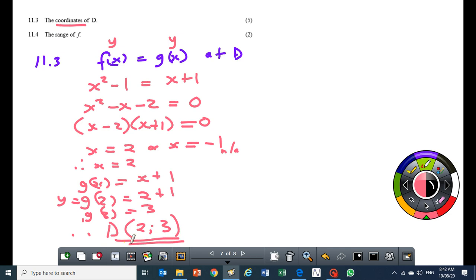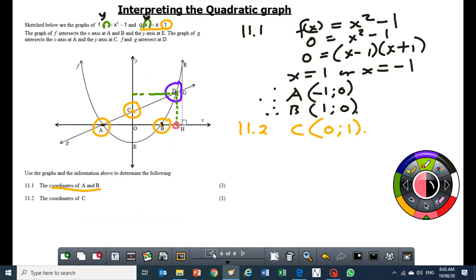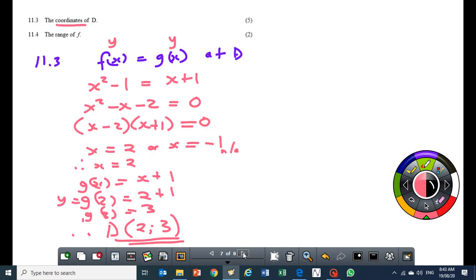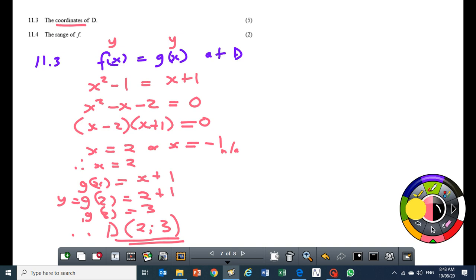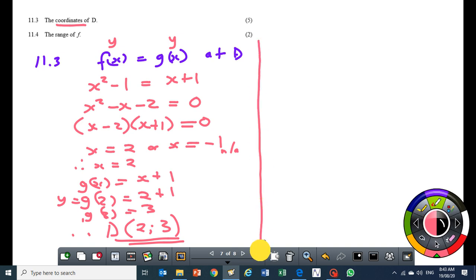And you must use common sense. Okay? If you look at the graph, at this point here, that's the point D, the y value there is above the x-axis. So it has to be positive. You have to use common sense. When you're answering questions on functions and graphs, always use common sense. So that's what you have.